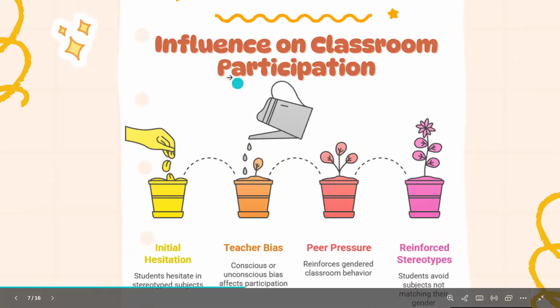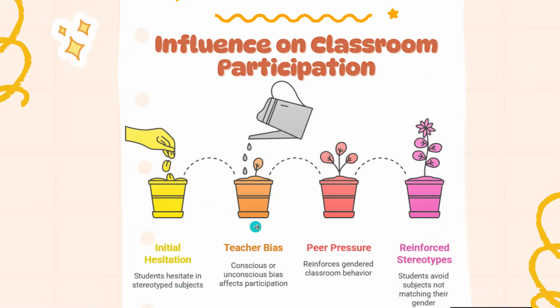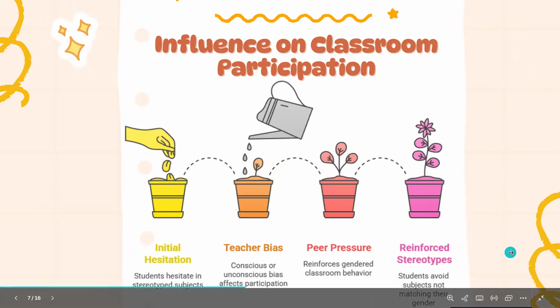As you can see from this diagram, that initial hesitation sows a seed and teacher bias helps it grow, and peer pressure also helps it grow, and then it is converted into reinforced stereotypes.